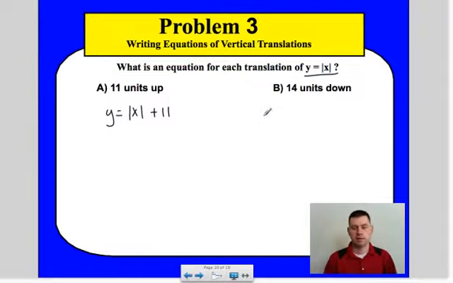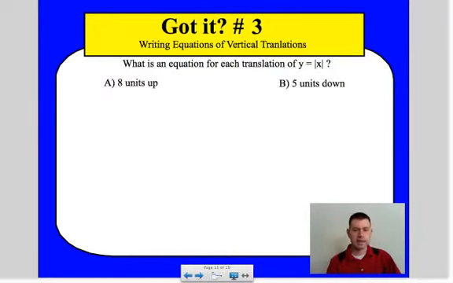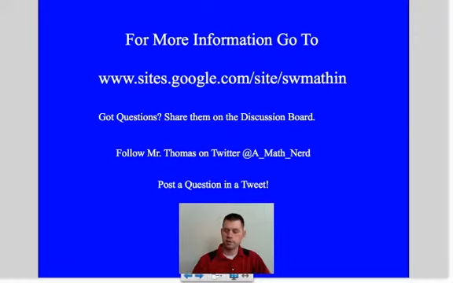Okay, b, what happens if it's 14 units down? Well, then it's the absolute value of x, and then it's just minus 14. So up 11, down 14, that's all you have to do. Got it number 3, and you can go ahead and do that for 8 units up and 5 units down. We're going to go ahead and stop there for this part of the video. You'll go ahead and watch the next part, and we'll talk about that later.